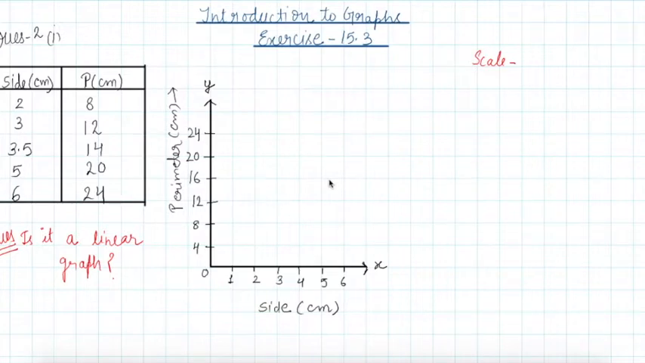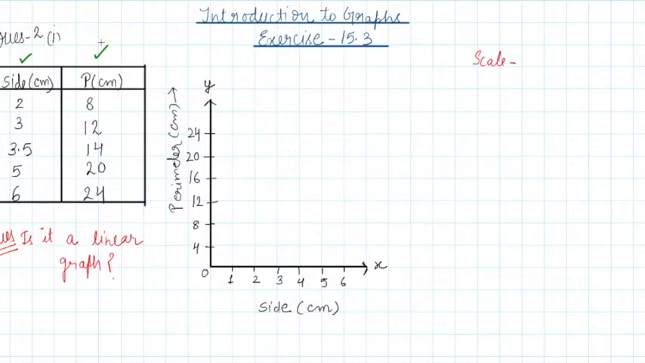In today's video, we will continue exercise 15.3 of Introduction to Graphs. This is the last question of this exercise, which has two parts. This is a very interesting question in which you have to again draw the graph, wherein the side and perimeter of a square are given. So the side of the square is given and the perimeter is also given, and you have to plot a graph for this.